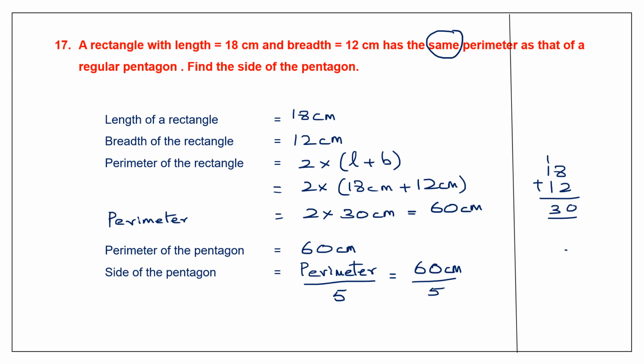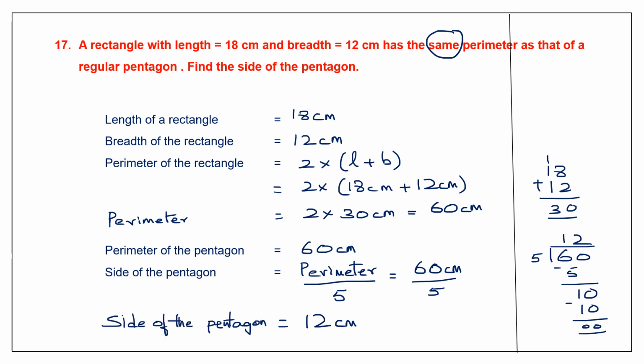So let's divide 60 by 5. 5 ones are 5, minus, 10. 5 twos are 10, minus. So we've got 12. So this will be 12 centimeters. So the side of the pentagon is 12 centimeters.